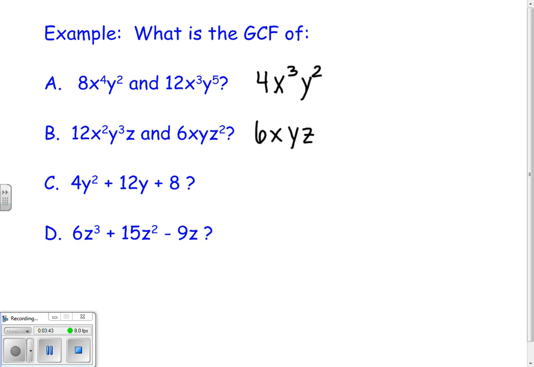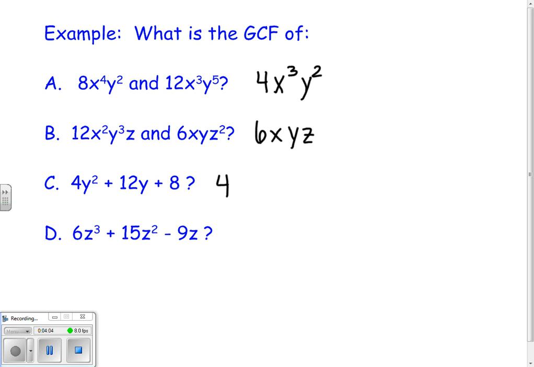Letter C, don't let the plus signs confuse you. They're still asking you to find it. What is the GCF? So the highest number I can do for multiplication on a 4, 12, and 8 is a 4. So look at the letters. The first term has 2 y's, the second one has 1, but the third has none, which means the lowest is 0. You can't put any y's there. The GCF is just 4.